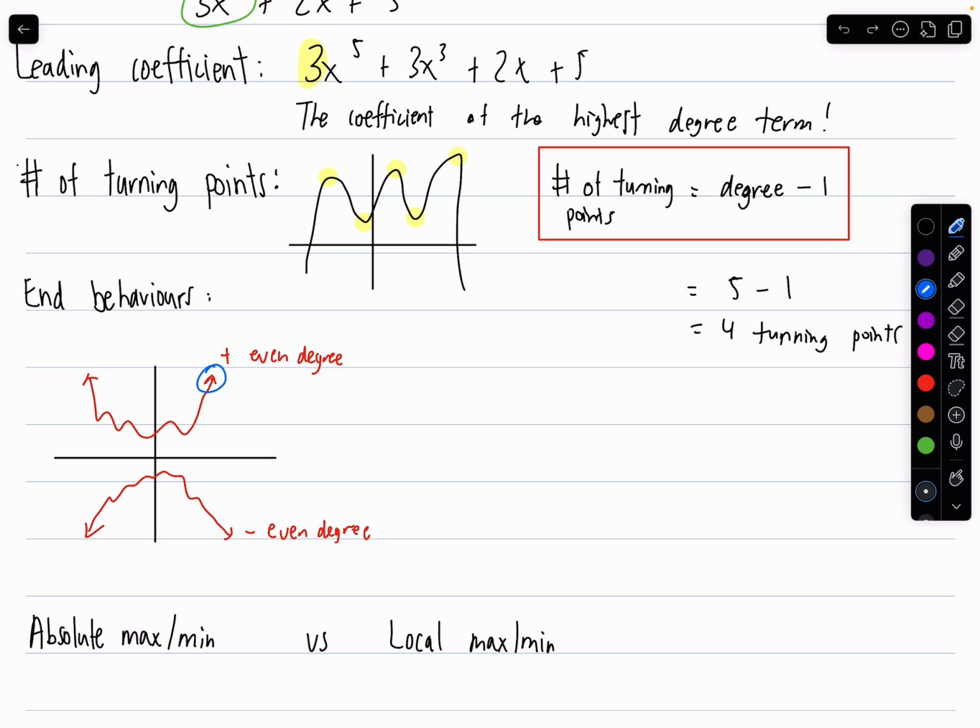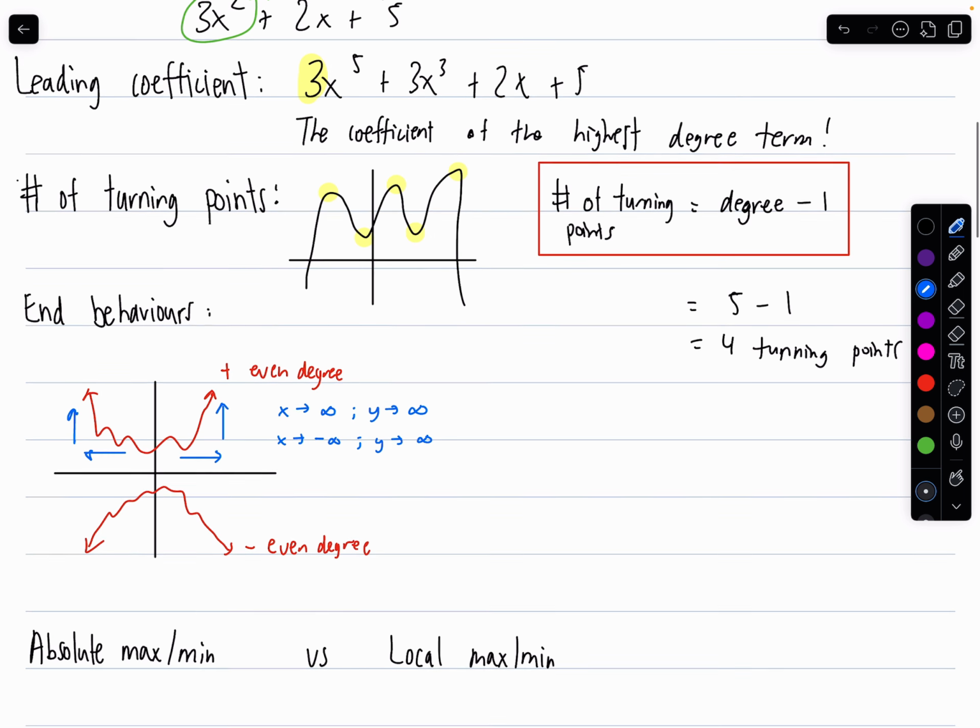So how do I do that? What I would say for this one is, as x approaches infinity, y approaches positive infinity. And if you look over here, as x approaches negative infinity, y approaches positive infinity. Now that holds true for a positive even degree function.